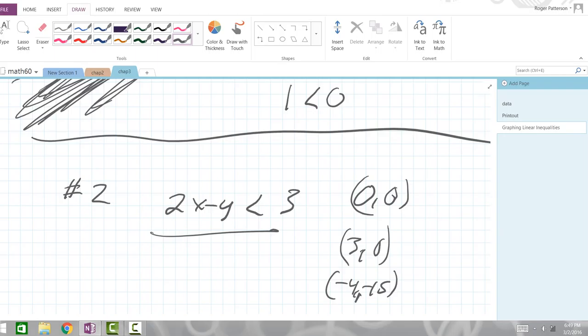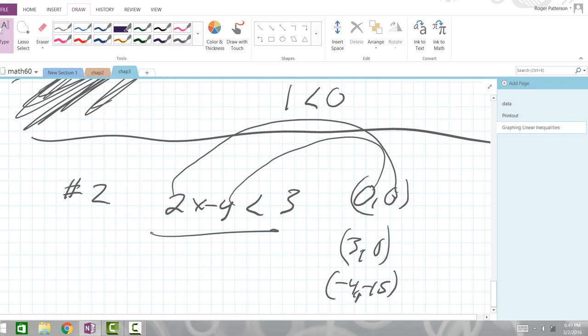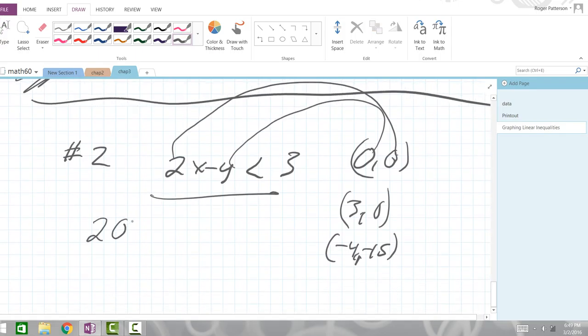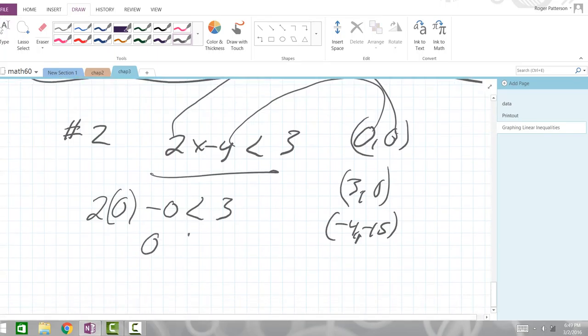Plug them in. Sure. Let's put 0 there, 0 there. 2 times 0 minus 0 less than 3. This is going to be 0 less than 3. Is that true or false? True. So that would be a yes, that is a solution. So I just put it in there, check to see if it worked, and it did, so I say, okay, that one is.